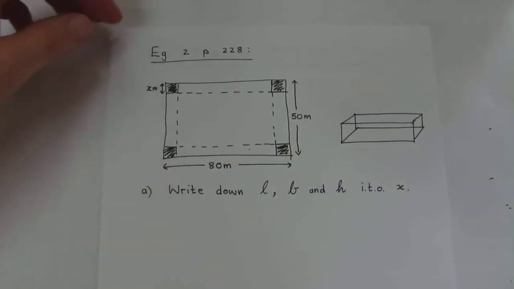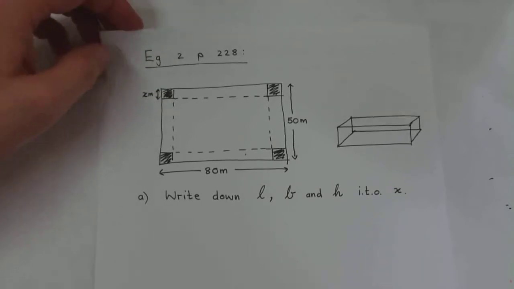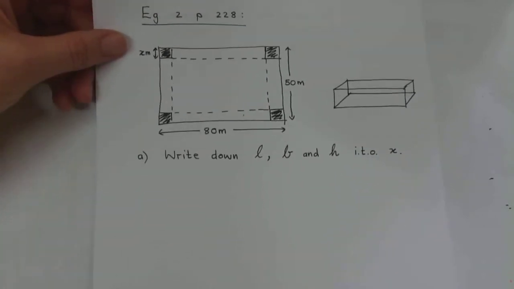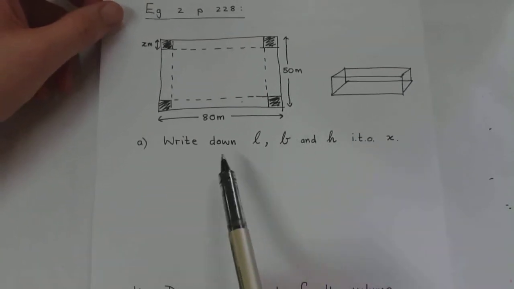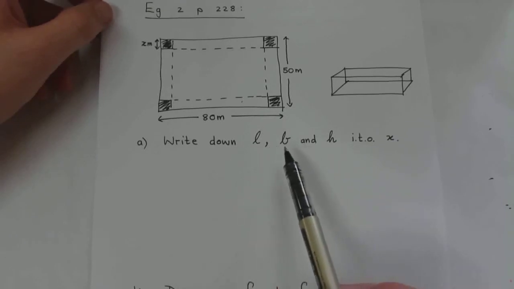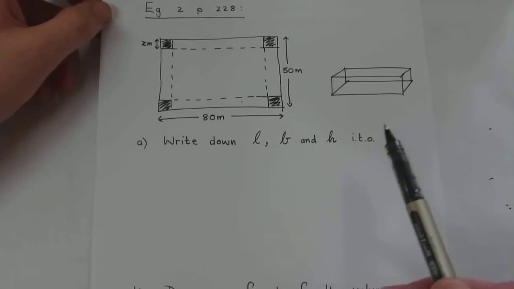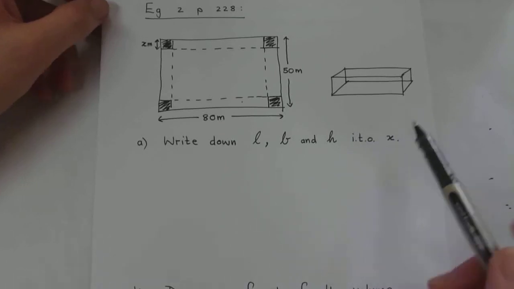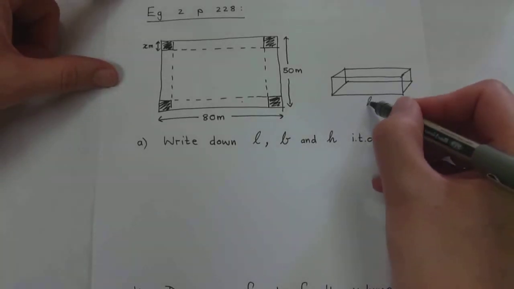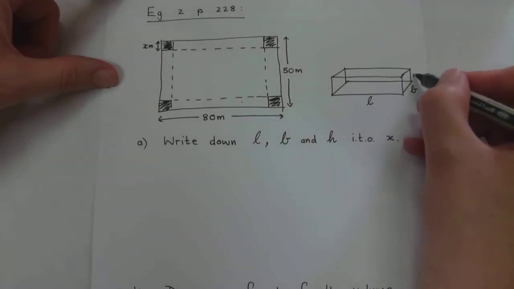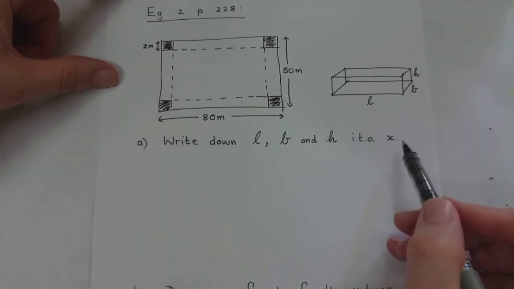Now this is a nice example because they scaffolded. Unlike example 1, where you're supposed to just jump in, it's nicely scaffolded. So they start by saying, write down the length, the breadth, and the height of that container in terms of x.